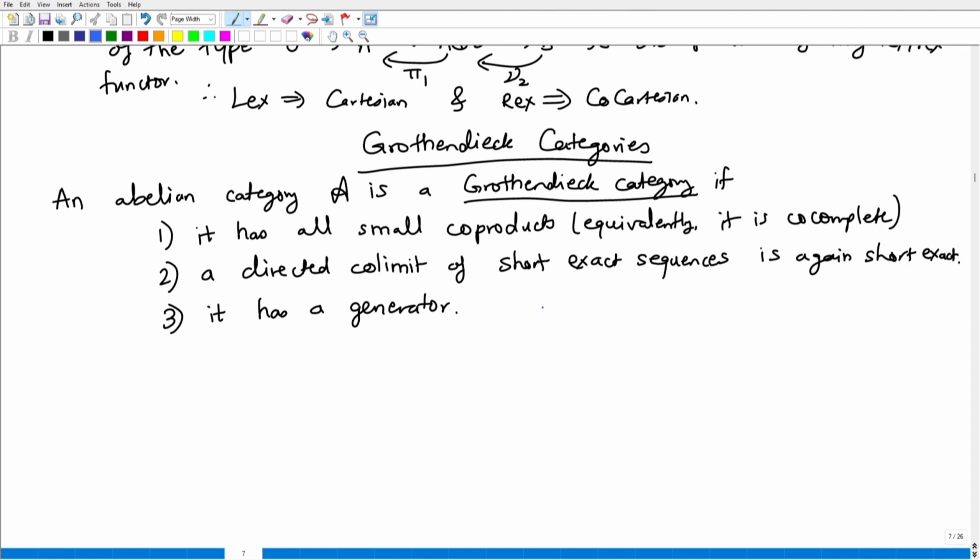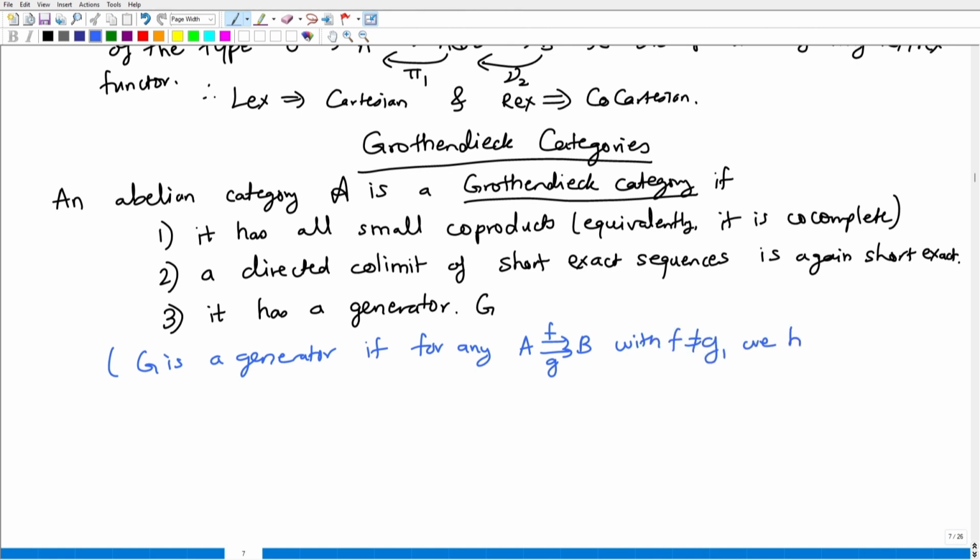It can distinguish between two parallel morphisms. So generator, so let us say G. Let me remind you of the definition that G is a generator or separator, that is what I am defining, if for any parallel morphisms F and G with F not equal to G, we have a morphism H from G to A such that FH is not equal to GH. Well, rephrase it, i.e. F minus G composed with H is not equal to 0.